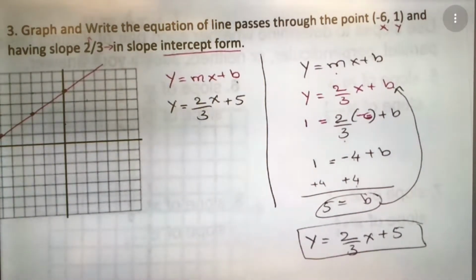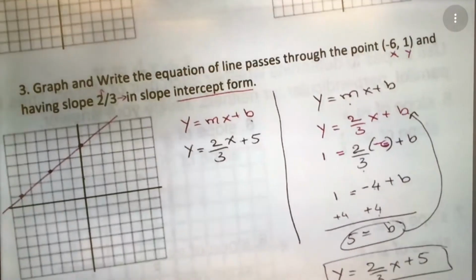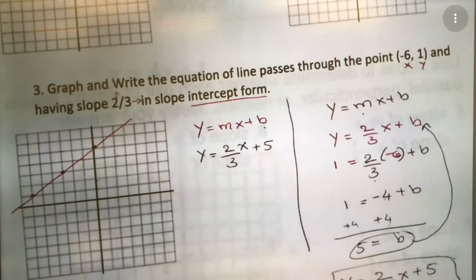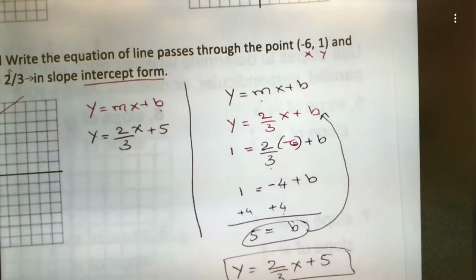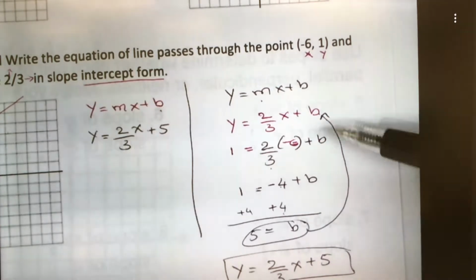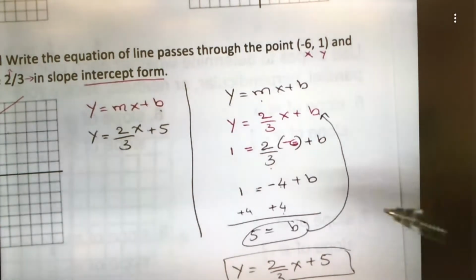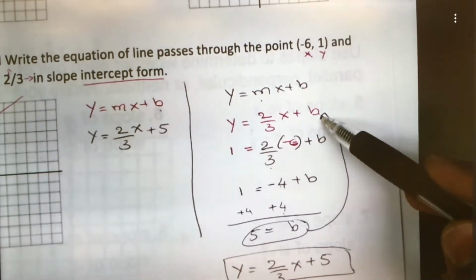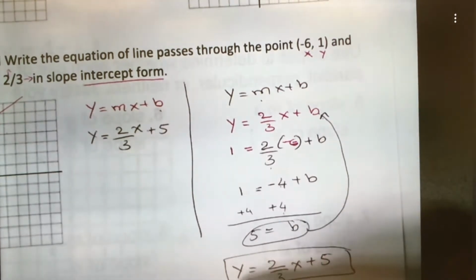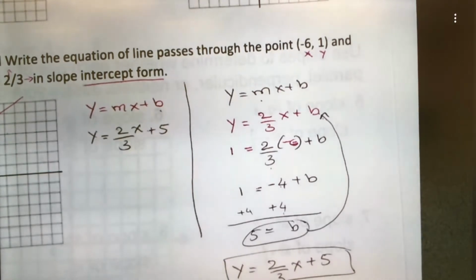So there are two different methods I have shown you. One is the graphical method: draw the graph, identify the information we need, then write the equation. Second is the algebraic method: write the formula y is equal to mx plus b, plug in the point for x and y, and solve for the unknown value b. Once you have b, replace it with the value you got after solving. So you have the equation of the line y is equal to 2/3 of x plus 5.